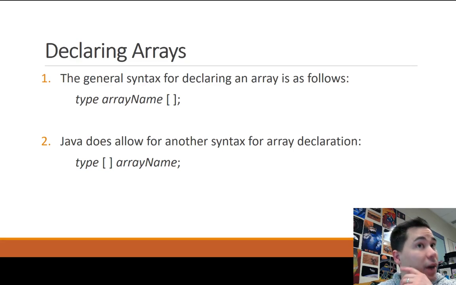When you're declaring an array in Java, the general syntax for declaring an array is as follows. So you have your type. So if it's an array using ints, it would be int, and then your array name, and then you have your 2 square brackets and a semicolon. So that's declaring a Java array. You say the type, and then you have your array name. It does allow for another syntax for array declaration, and that's type, and then your square brackets, and then array name as well.